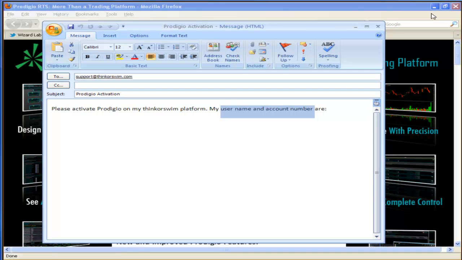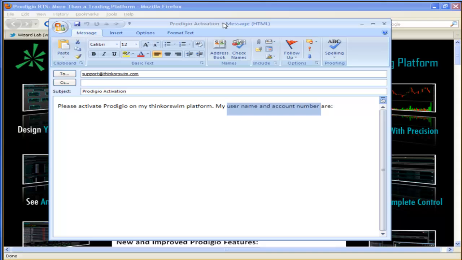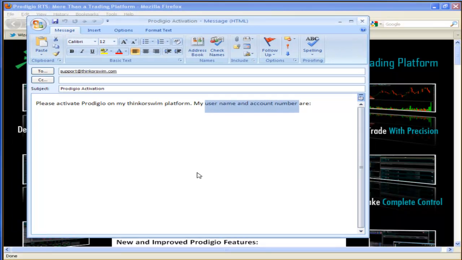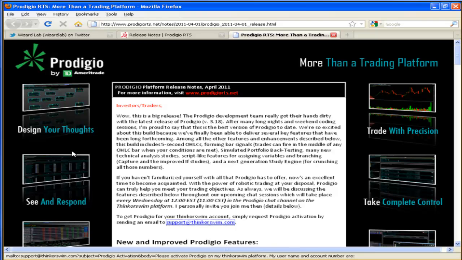Prodigio is fully linked to your Thinkorswim trading account. Right now, in order to trade live capital, fund a Thinkorswim trading account. So if you're a TD user, we recommend that you fund a small trading account on the Thinkorswim platform to get started, start playing around with Prodigio RTS and trade optics, and start to learn the risk parameters, etc.